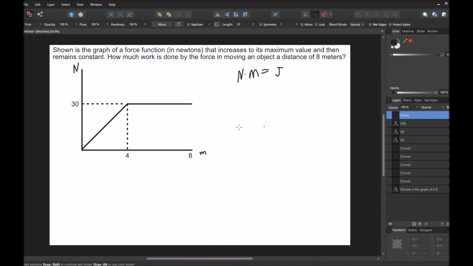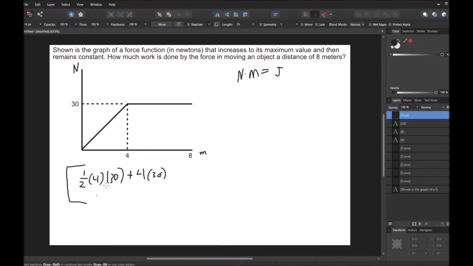We can take the much easier route of finding the area geometrically, because we have a triangle and a rectangle. So we can find the area of the triangle and the area of the rectangle, and add them together. The area of the triangle is 1/2 times the base, which is 4, times the height, which is 30, plus the area of the rectangle, which is the base, 4, times the height, 30.